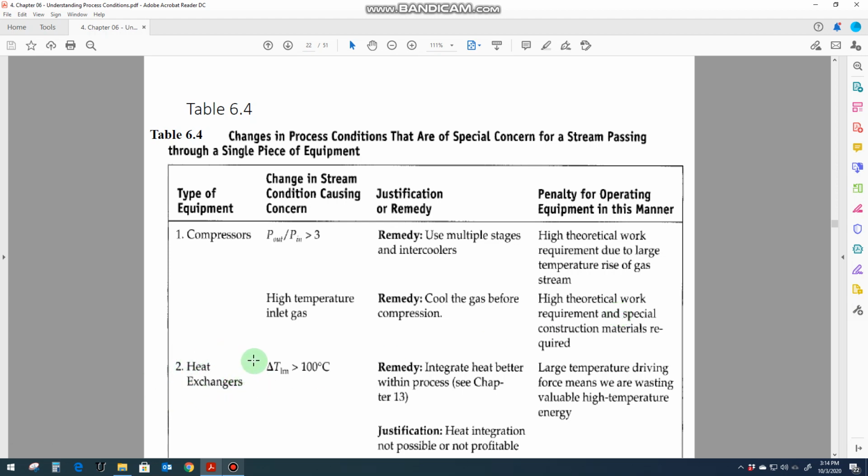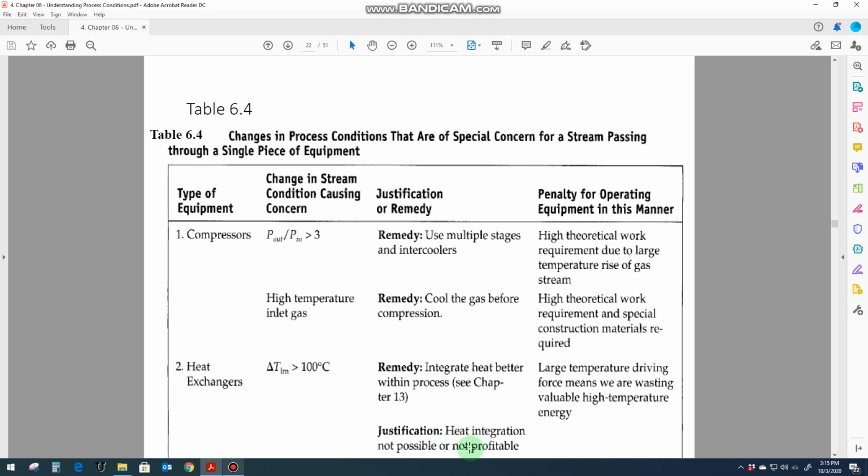Now for the heat exchanger, if the delta T between the process streams is greater than 100, then what can happen? Integrate heat pattern within the process. So we have to use a pattern of heat exchanger network, or heat integration is not possible or not profitable, or we can use this kind of situation with delta T between the process streams greater than 100.